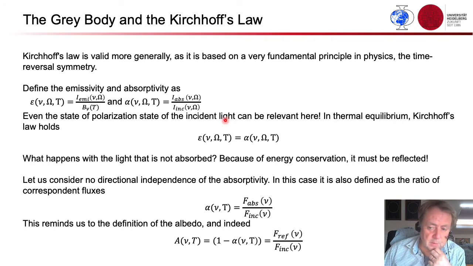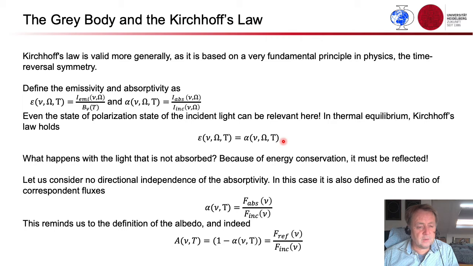When we are in thermal equilibrium, the incident radiation of the absorptivity is the Planck radiation, and then Kirchhoff's law holds for the emissivity as a function not only of frequency nu, but also of direction and temperature, and that this is equal to the corresponding absorptivity. So we talk about absorbed light, but what actually happens with the fraction of light which is not absorbed? Because of energy conservation, it must be reflected. There's no other way around that.